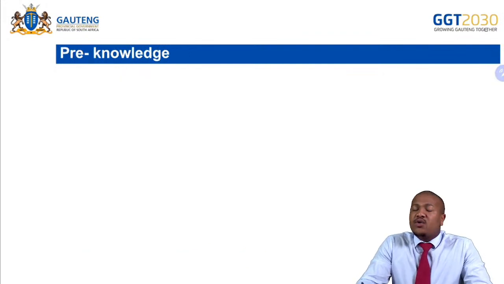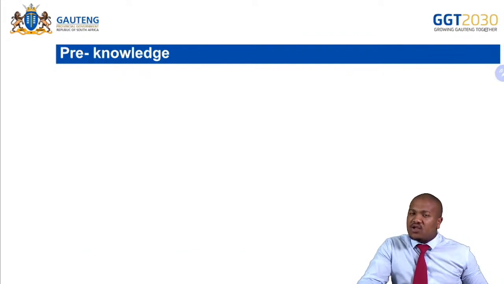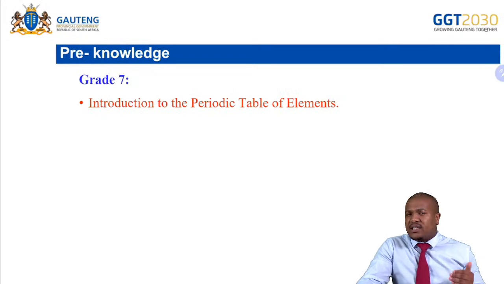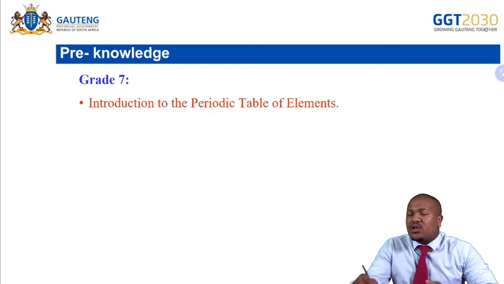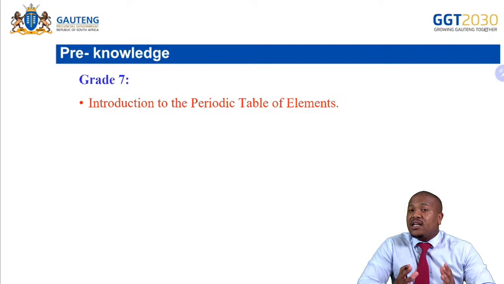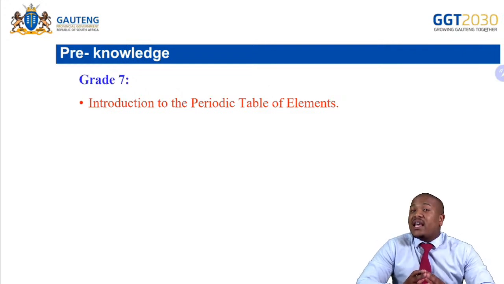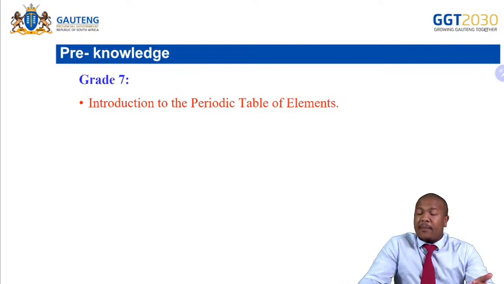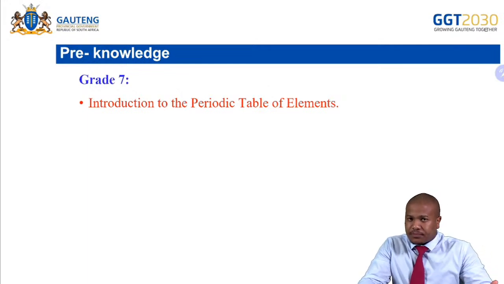Moving on. Now let's look at what we have done in the previous grades and also in this grade that lays a foundation for today's lesson. In grade 7, we introduced the periodic table of elements. We said the periodic table has about 118 elements, but that there is more room for discovery that is not limited to those 118. We mentioned elements such as oxygen, hydrogen, helium, carbon, and so on.